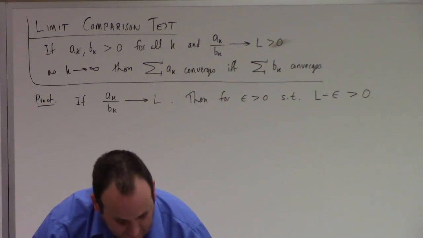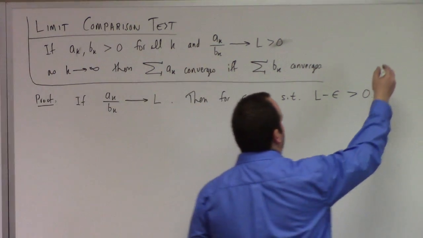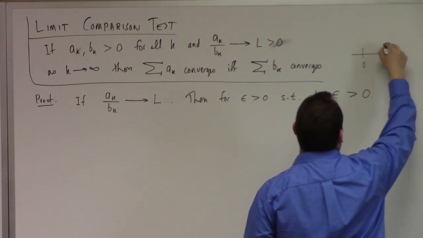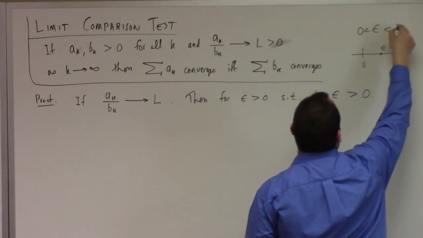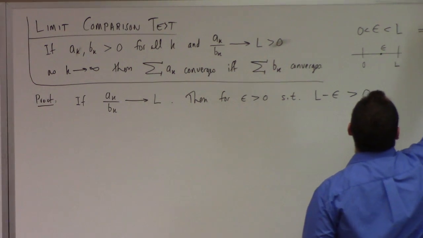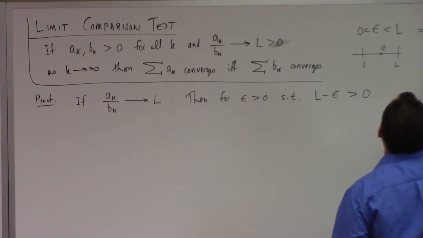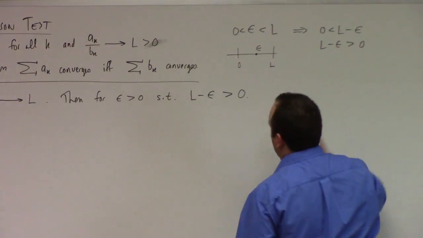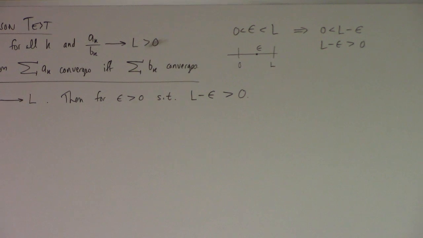Yeah, it says choose an epsilon between 0 and L. Think about that for a second. Here's 0, here's L on a number line. If we choose epsilon here, what would that say? 0 is less than L minus epsilon. All right, cool. I'm doing what I'm supposed to.